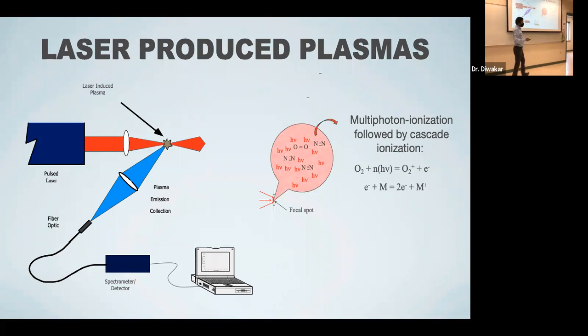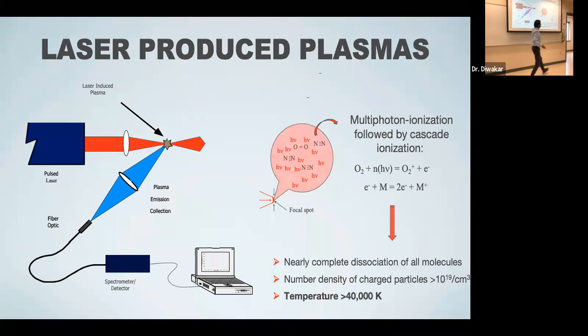Eventually, what will happen is mostly complete dissociation of the molecules. All the molecules are broken down into individual atoms, and electrons also come out, so you get a bunch of ions in the process. In the plasma which I generate using the nanosecond pulse laser, I get a density of charged particles of 10 to the 19, which is pretty high, and the temperature can go to 40,000 or 50,000 Kelvin.